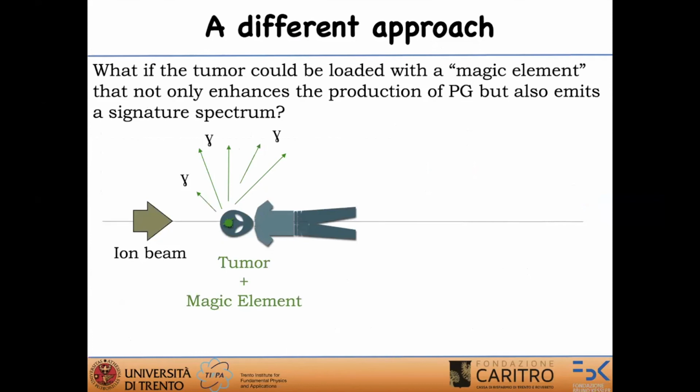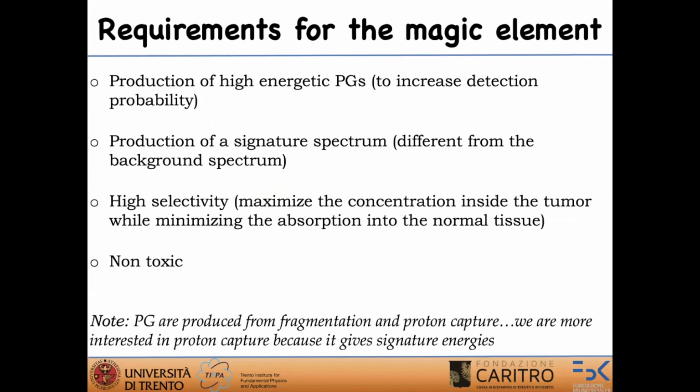So we still want to exploit the fragmentation, so the nuclear interaction of the beam with the patient and with the tumor. But what if we could actually enhance the production of particles, in our case, prompt gammas, by loading the tumor with a specific element, which is going to give us a signature spectrum, so specific gammas that you can only see in the tumor. So we want to find a magic element.